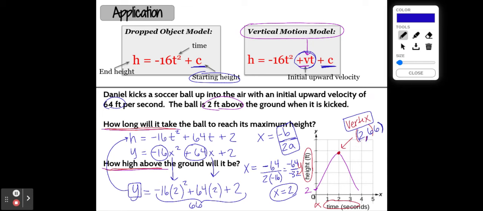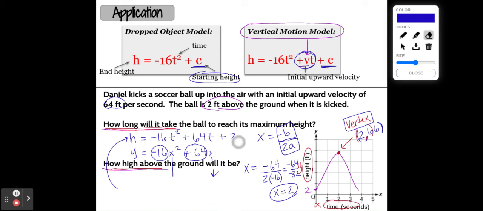Okay, so (2, 66). Now I never would normally say this, but just so I have a little bit more space here, I'm going to erase my work. That way you can see me answer these two questions.